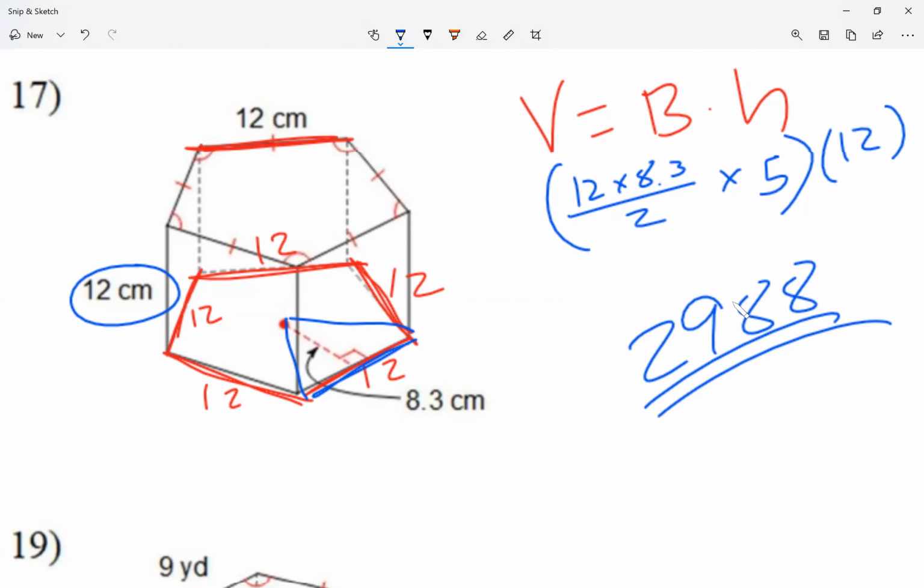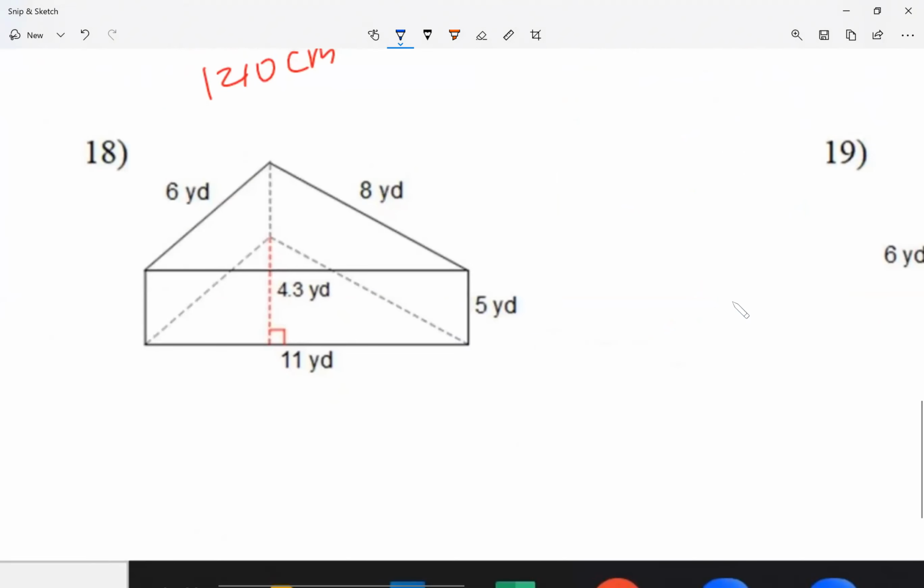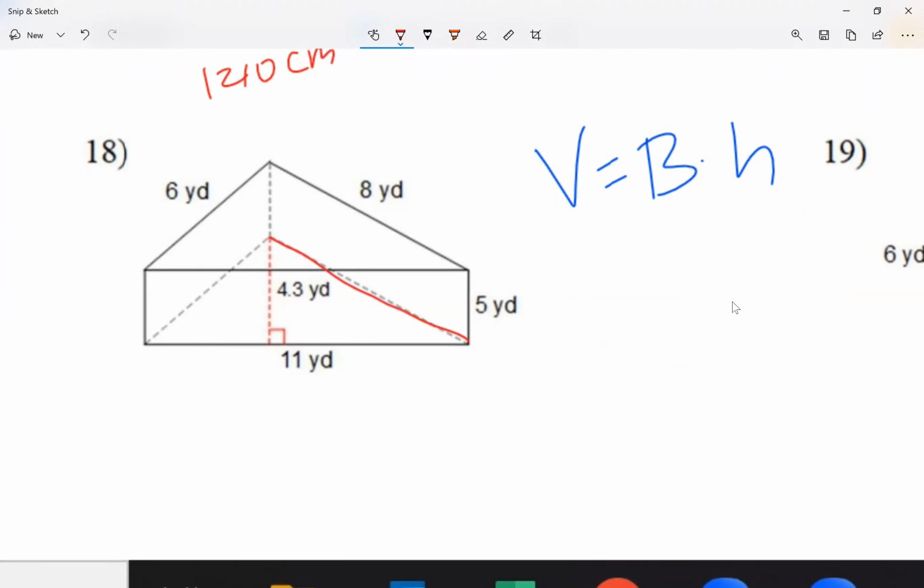Not bad. Let's take a look at number 18. So reminder, volume is going to be the area of the base times the height. The base is the one shape that is not a rectangle. Can we find a shape that is not a rectangle? Okay, so for the triangle, what do I do? I look at the 90-degree angle and I multiply the two numbers that are making the 90-degree angle. So I'm going to go 11 times 4.3 divided by 2.